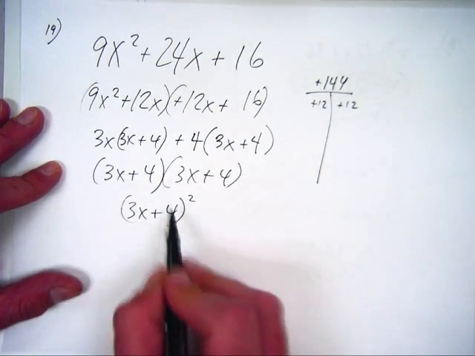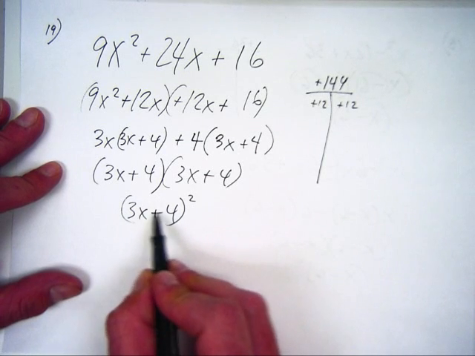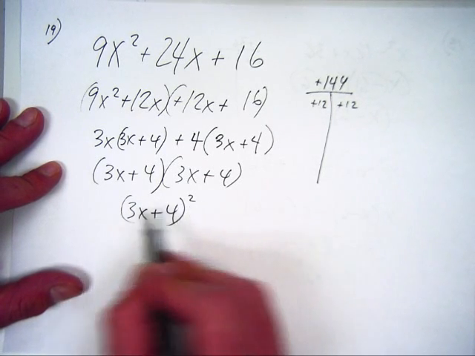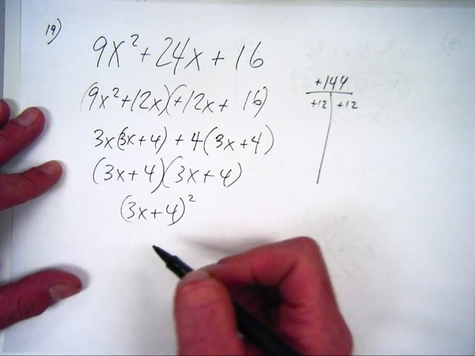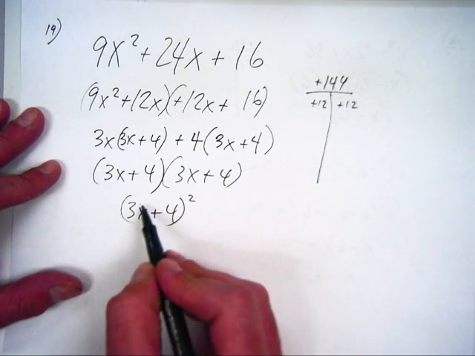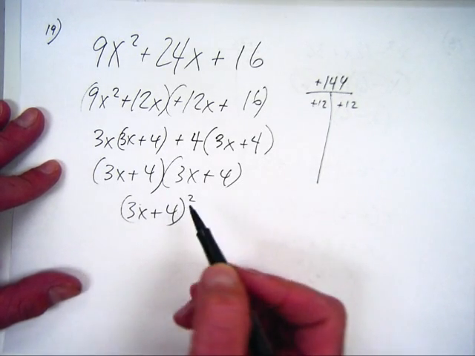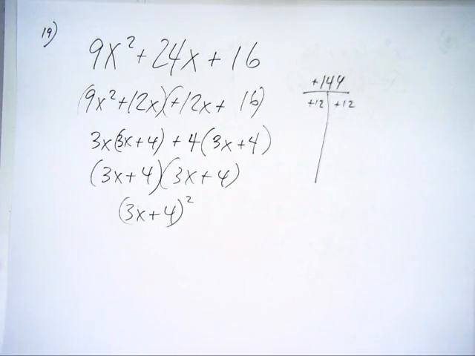Please don't forget that if you have a binomial like this with a positive or negative sign, squared, you have to write it next to itself and FOIL it if you can't do it in your head. You do not just distribute this to get 9x squared plus 16. That's absolutely incorrect. And please don't make that mistake on a test.